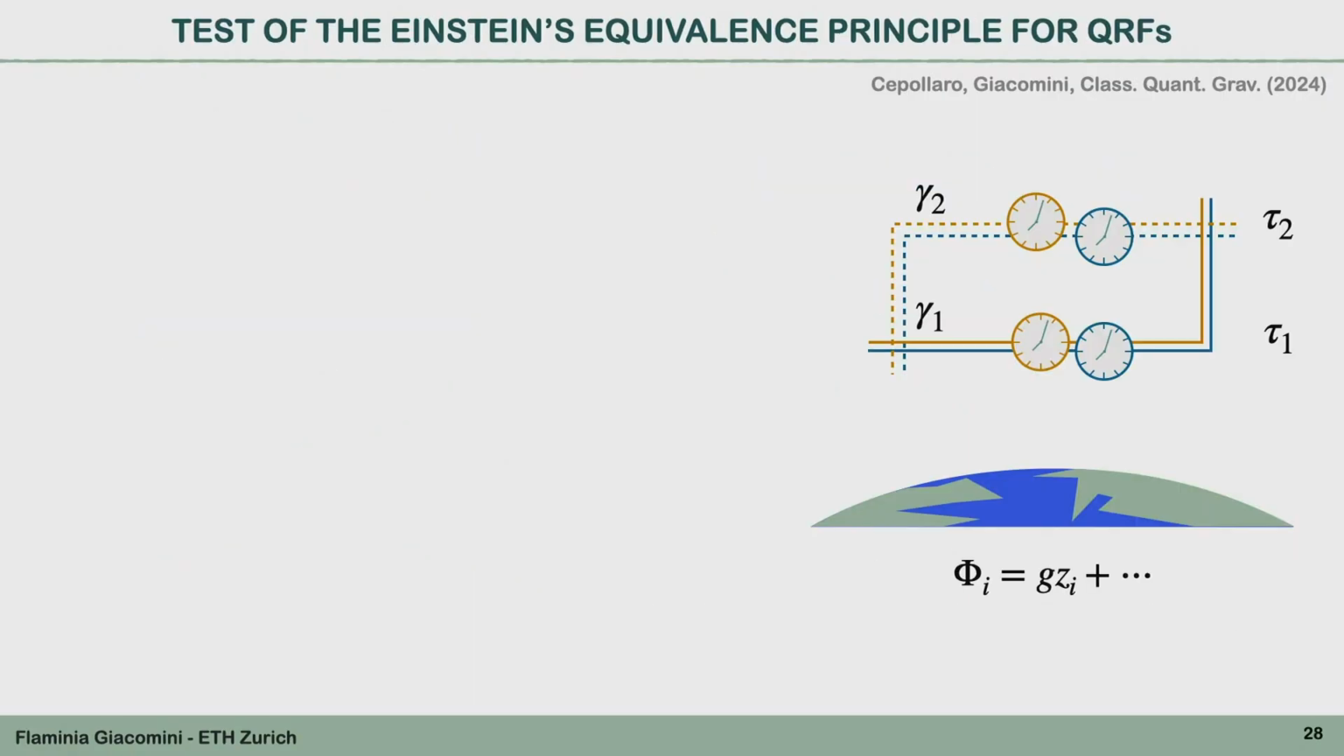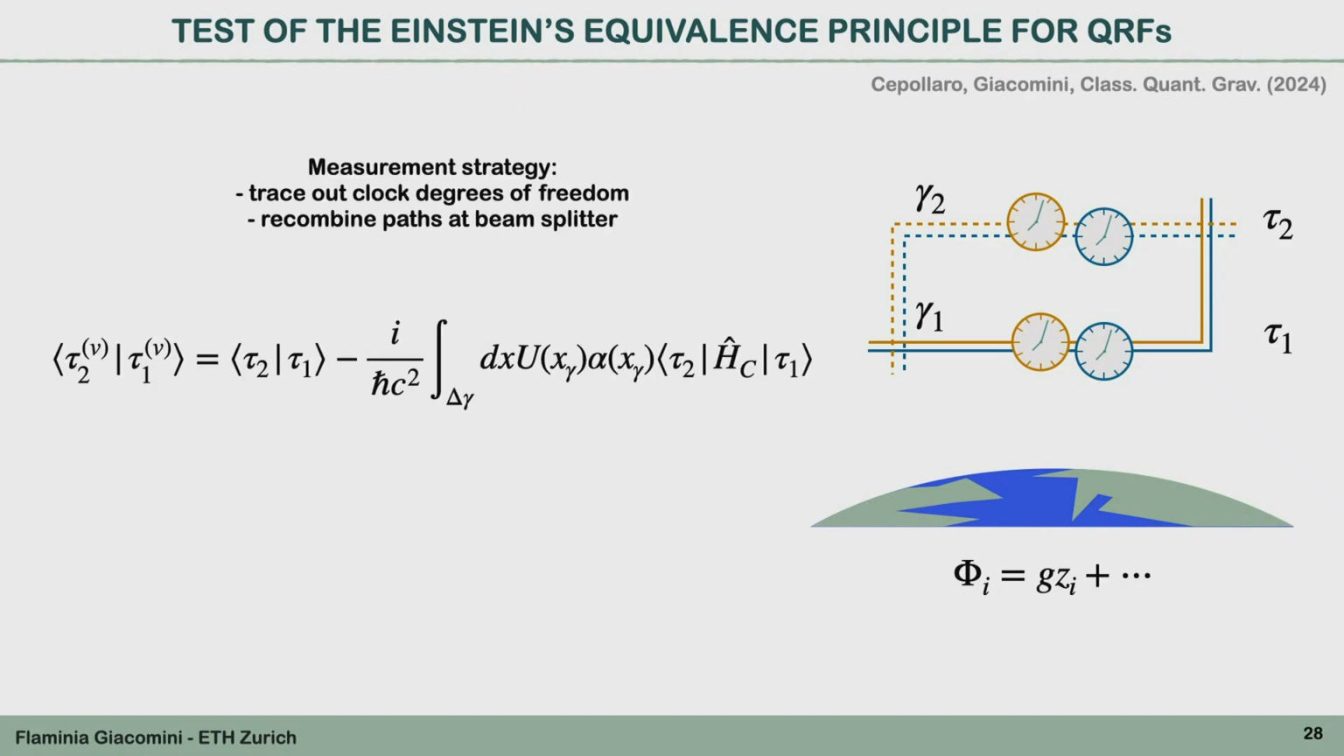Okay, so now we can make a test of this. We will have two clocks just because we want to compare how these two clocks tick relative to one another. And in this case, for instance, I put them along the same trajectory, in an entangled state along the same trajectory, but we could also be more creative and put them in a different quantum state. This doesn't matter. And the measurement strategy is still the same. We trace out the clock degrees of freedom, and then we recombine the path of the clocks at the beam splitter to forget which way information.